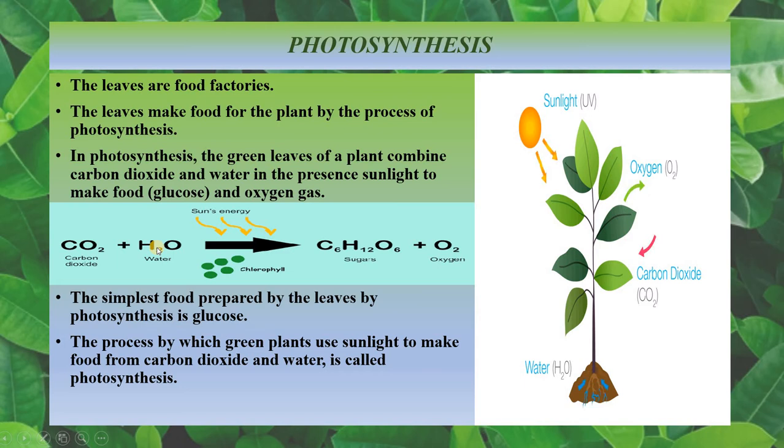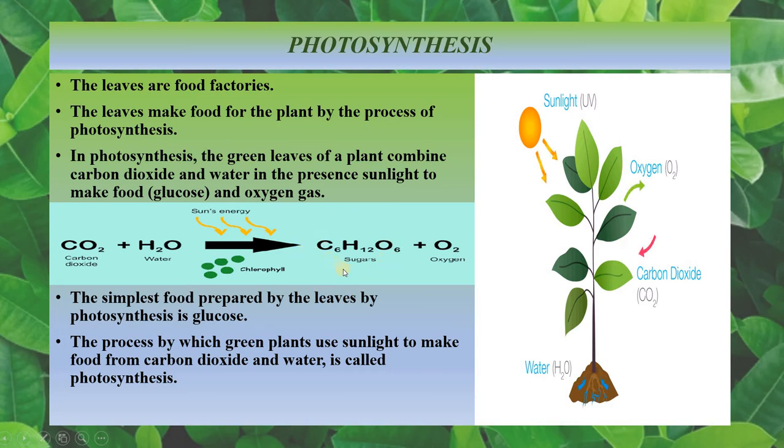Next, water. Where does the plant get water from? From the soil. The root of a plant absorbs water. Now chlorophyll traps the sun's energy or solar energy. So these four things, number one carbon dioxide, number two water, solar energy and chlorophyll, combine and produce the food.